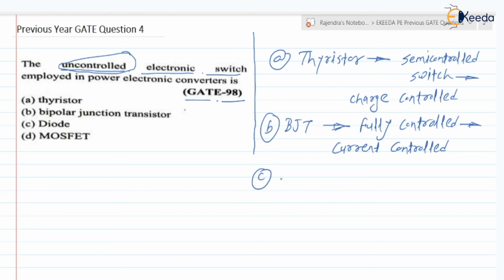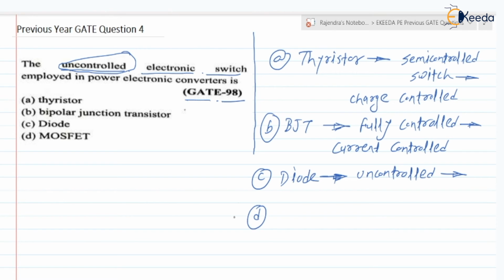The third one is the diode. What about the diode? Diode is an uncontrolled switch, right? Because in the case of a diode, we can turn it on if it is in forward bias mode. We are only connecting the external supply to the diode. Be careful, external supply is not the external signal. In the diode we do not have a terminal to provide the controlling signal. So it is an uncontrolled switch.